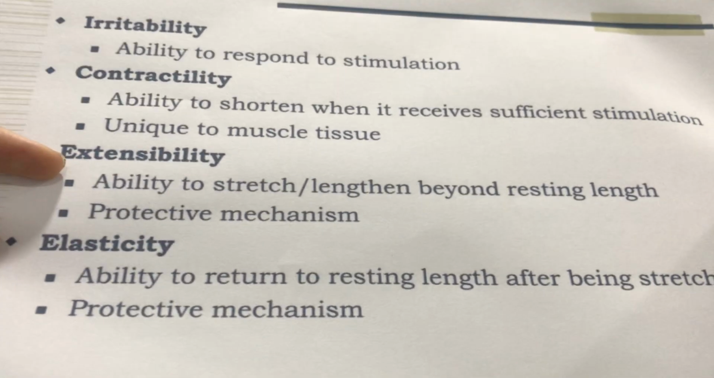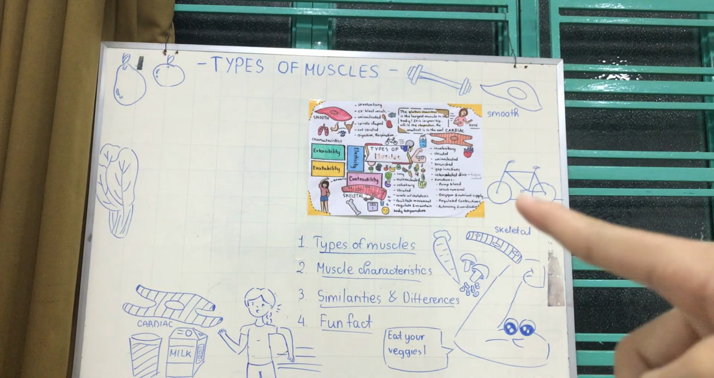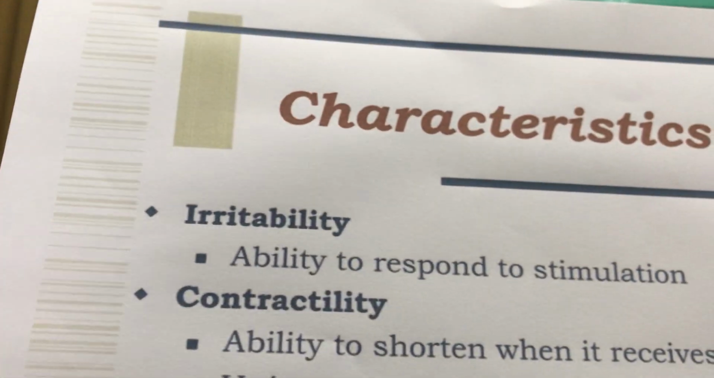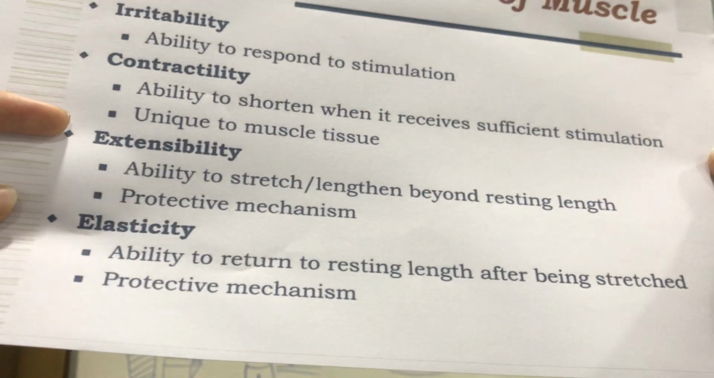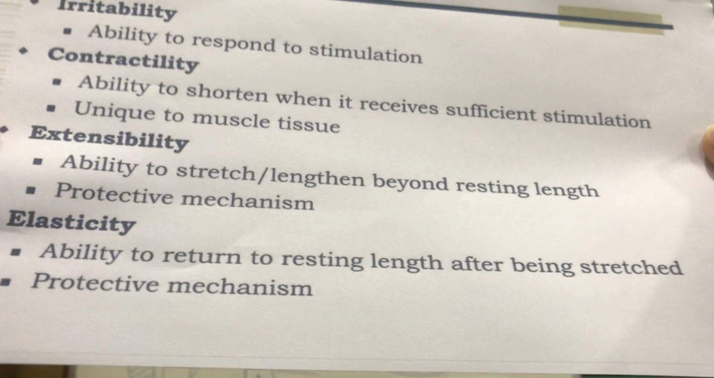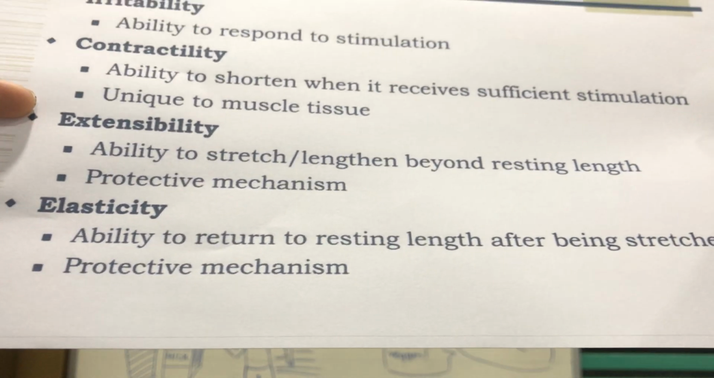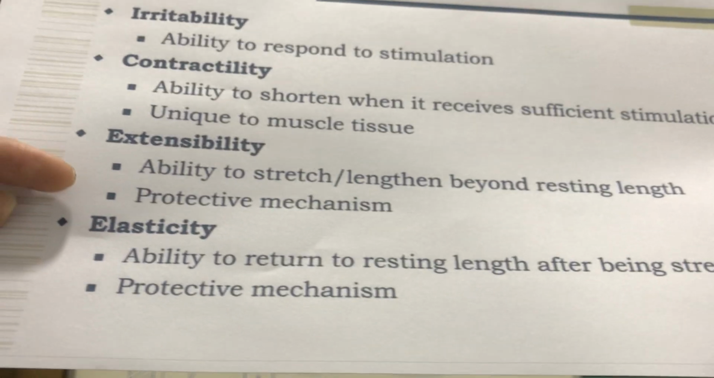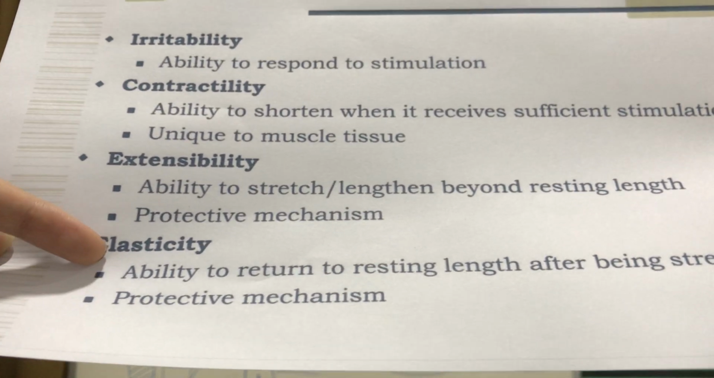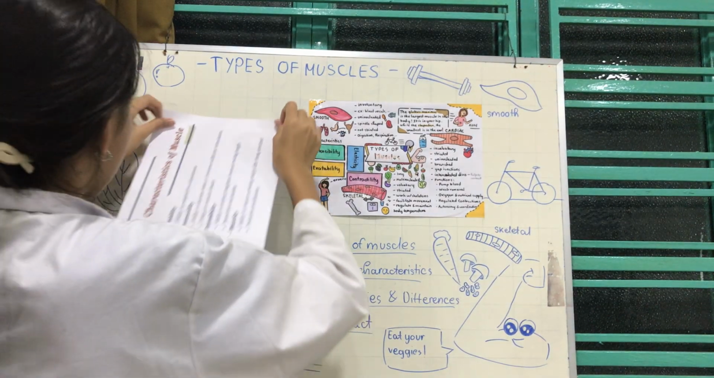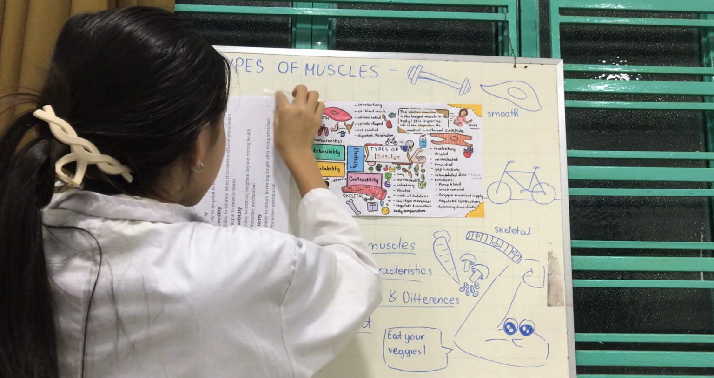There's extensibility and elasticity. Both are written on the board. So excitability and irritability are the same. And as you can see, extensibility is the ability to stretch and lengthen beyond resting length. Elasticity is the ability to return to resting length after being stretched, so after being extended. Yeah, those are the muscle characteristics. That is for the second part.